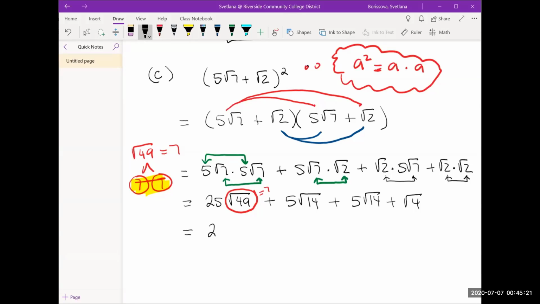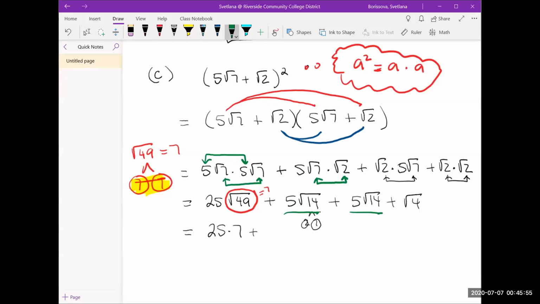And now I'll have 25 times 7. Next one is 14. Now 14 I can only split as 2 and 7. That's the only way. They're both primes, but neither one of those belongs to a pair of numbers. So that means that they both have to stay inside the radical. It means that square root of 14 cannot be simplified. But I have another square root of 14, so there are 2 of them. 5 square root of 14 and then another one.